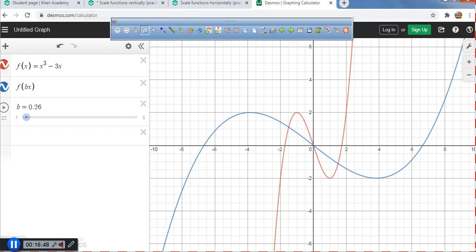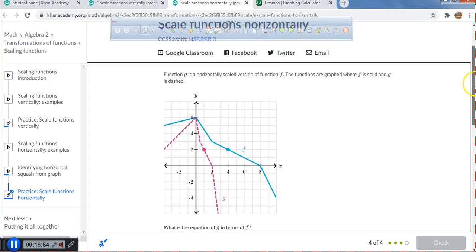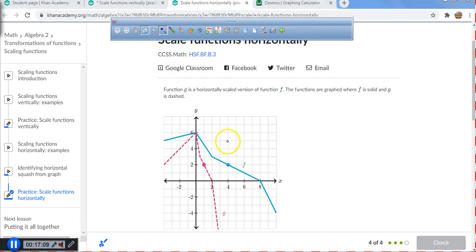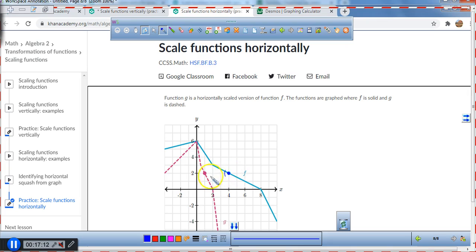All right, so let's go back to our problem here. Okay, so let's see if we can find our problem. All right, so check this out. It says function g is a horizontally scaled version of function f. So this is our new function, and this was our old function. All right, so we're going to take a look at the x values. So let's take a look at them real quick. So we were at a 4, and now we're at a 1. So we're on the x-axis, we're at a 4, now we are at a 1. So this looks like it's been horizontally compressed by 1/4, because we're at a 4, and now we are at a 1.